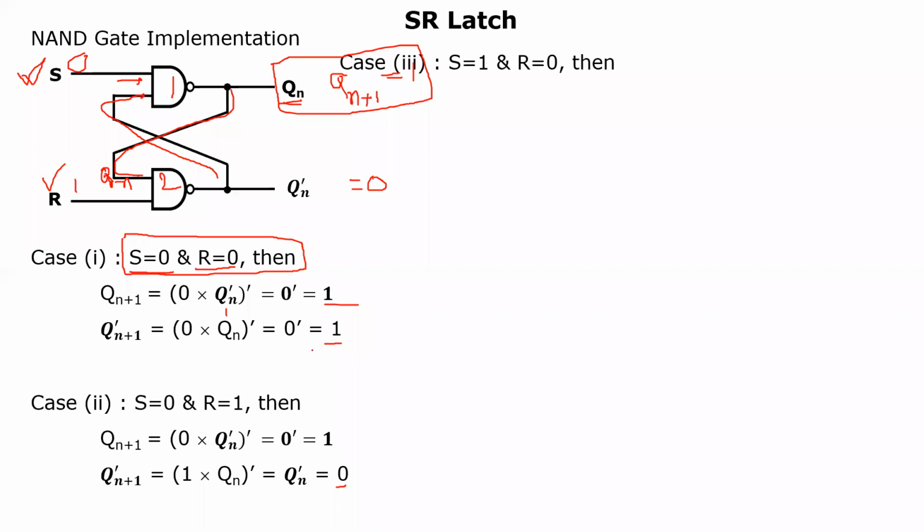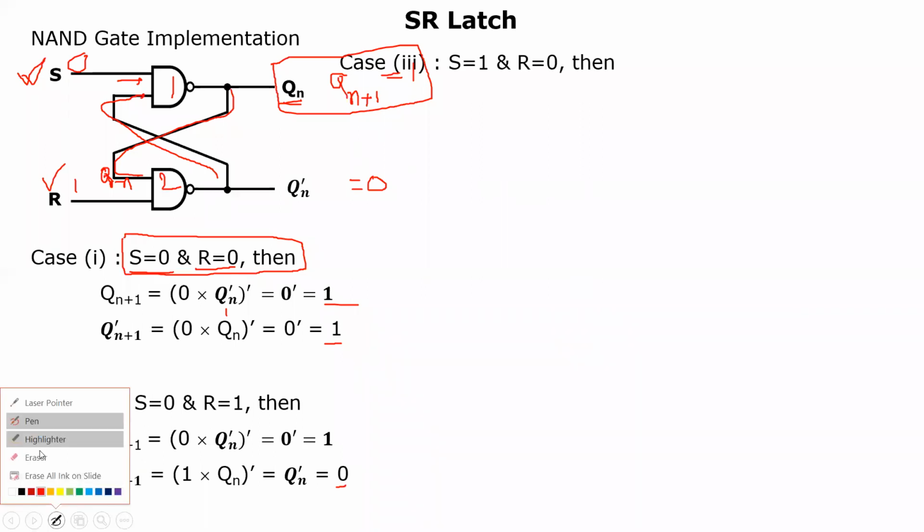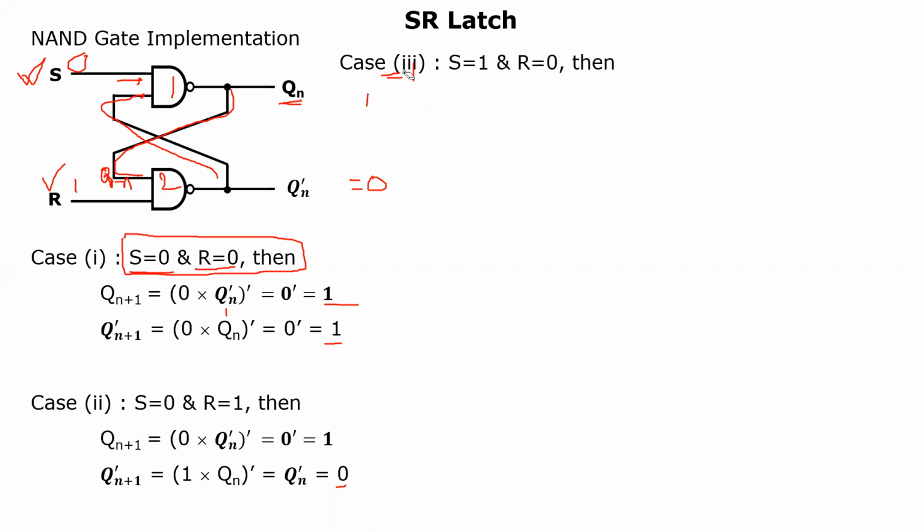Then case number 3, the third case. Let us examine this particular case here. S equals 1 and R equals 0. This case will be taken into consideration. This is 1 and this is 0. We don't know what the value of Qn complement is at this moment, because we have freshly submitted these two inputs here. So here you can see Qn complement.